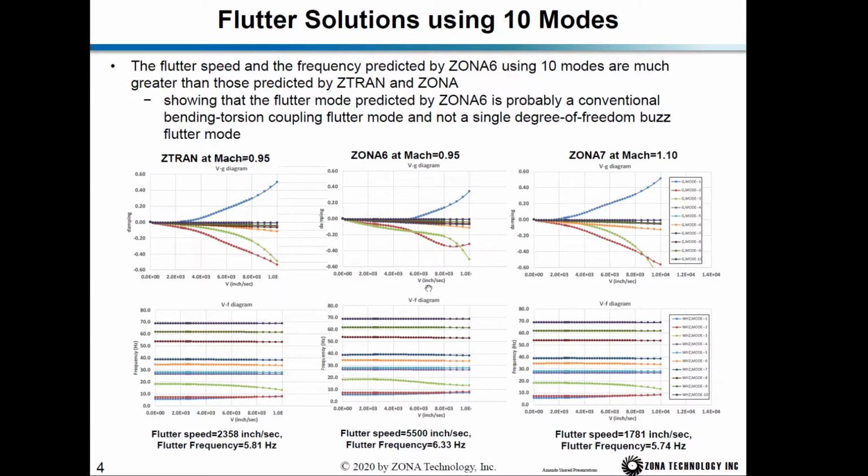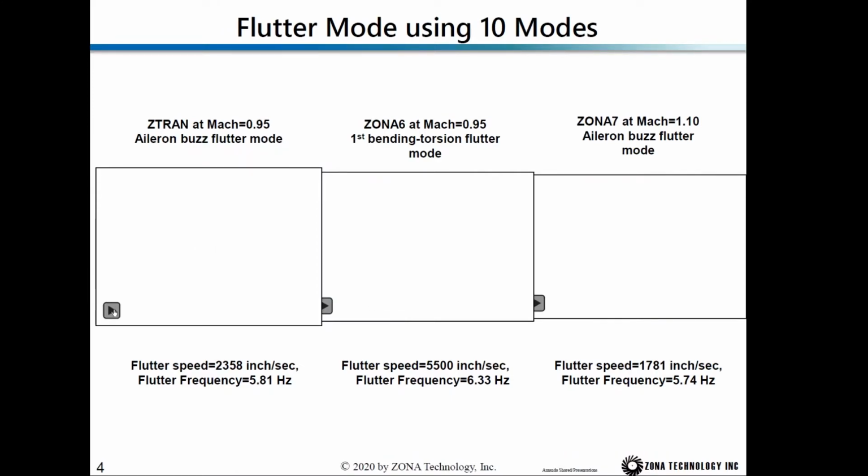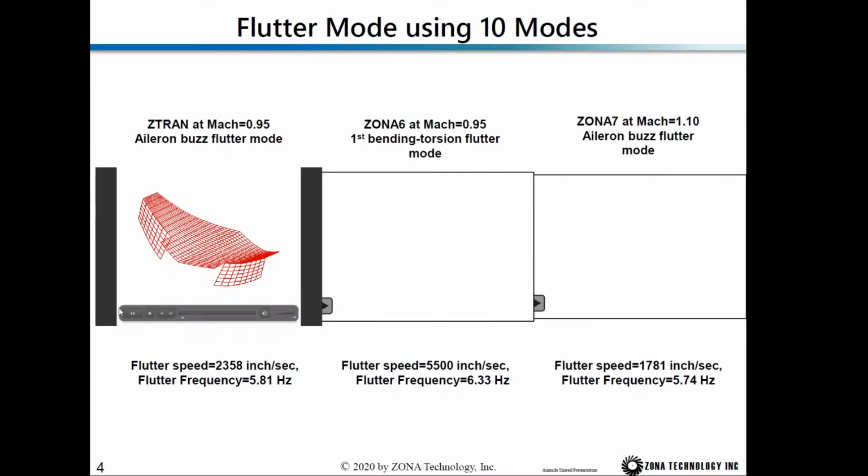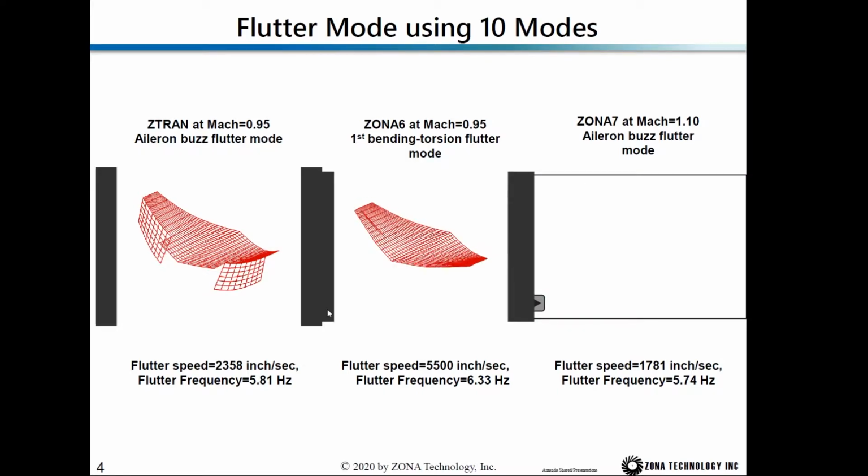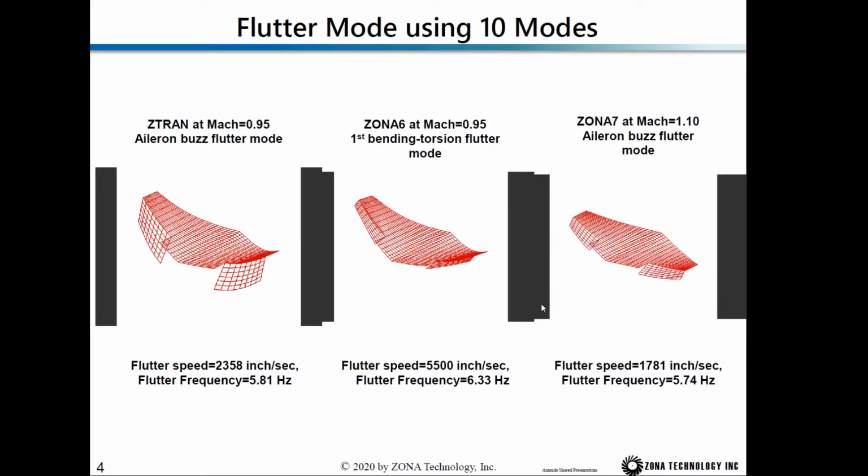Apparently, the flutter mechanism captured by ZONA6 is not a control surface buzz. So if we look at the flutter mode computed by ZTRAN at Mach 0.95, you can see it's almost a purely aileron rotational mode. If you look at ZONA6 at Mach 0.95, apparently it is a bending-torsion coupling mode. And if you look at the flutter mode computed by ZONA7, it is also an aileron rotational mode.